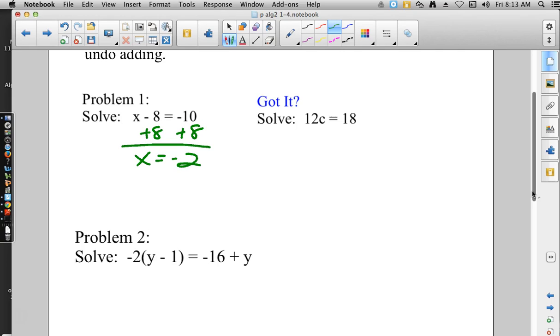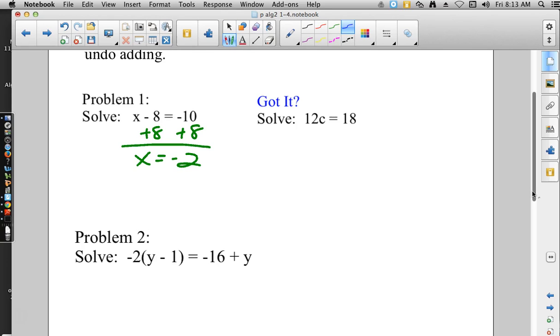Can you be certain your answer's right? How? Plug it back in. Make sure it works. Is -2 minus 8 equal to -10? Yeah. This is where you're taking the test and you go, I know I got that one right. You build yourself up a little confidence. And keep going.